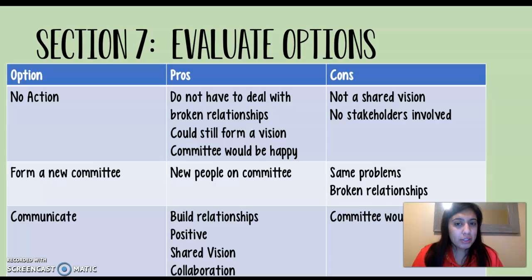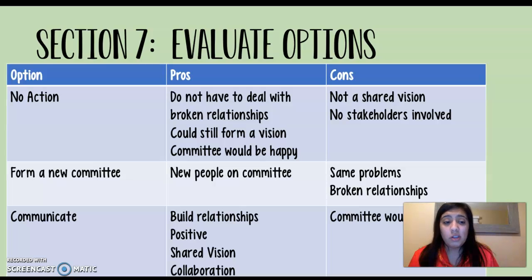So that first option of doing nothing, some pros would be you don't really have to deal with anything. You don't have to deal with the broken relationships that could possibly happen. You're still forming a vision, and it could still be changed and edited, and the committee would be happy. Some cons would be it's not a shared vision, and you're not really including your stakeholders.